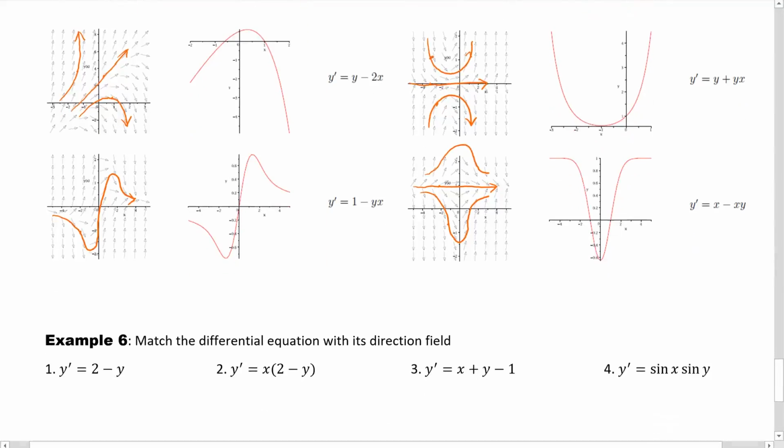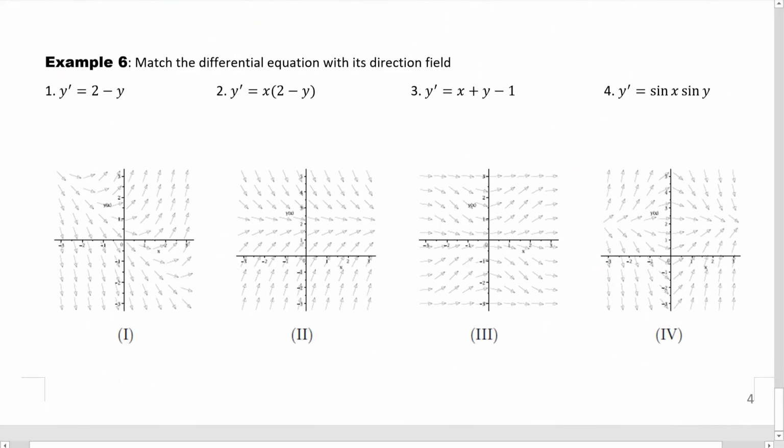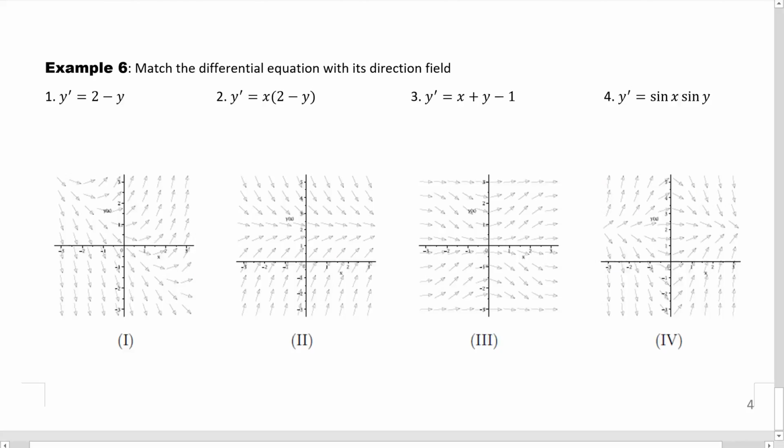Let's continue. Example 6. Match the differential equations with its direction field. Okay, so we're going to match them. First, y prime is 2 minus y. So how we work on these problems is you can try to plug in some points on the xy plane and then find the slope. Usually the easiest point to pick is 0, 0, right? Okay, let's look at this one.